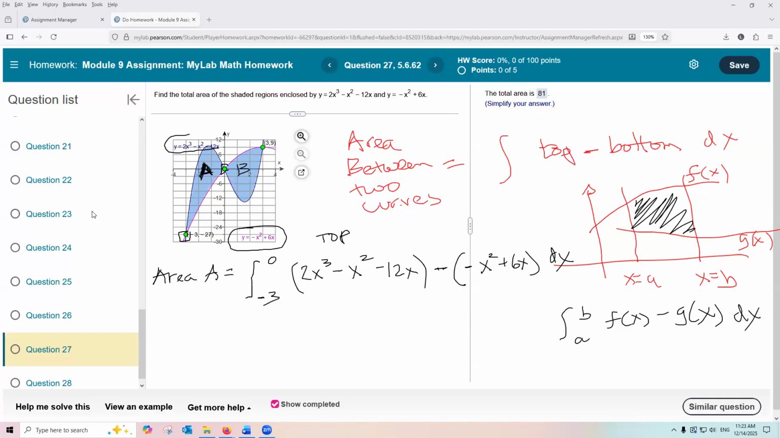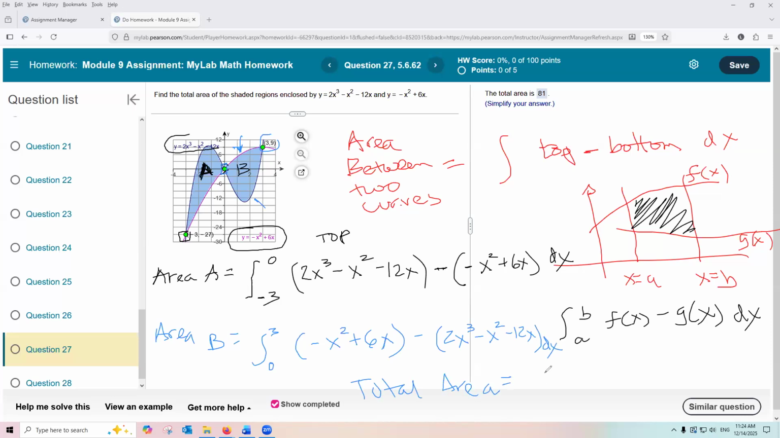All right, let's work out area B. Well, there, the x value is going from 0 to positive 3. The top curve now is the purple curve. So the top curve is negative x squared plus 6x, and the bottom curve is the black curve, which is 2x to the third. Maybe it's blue. I think that's blue instead of black. Anyway, it's 2x to the third minus x squared minus 12x dx. The total area you want as your final answer is adding area A plus area B.